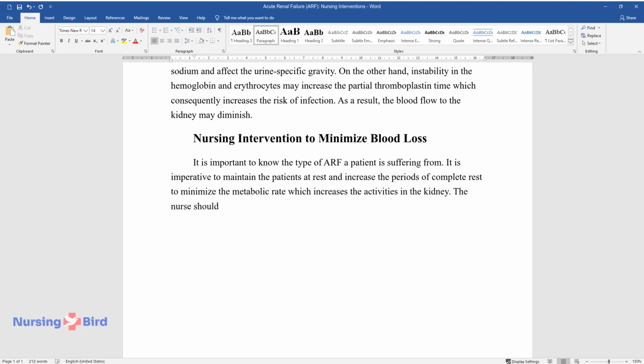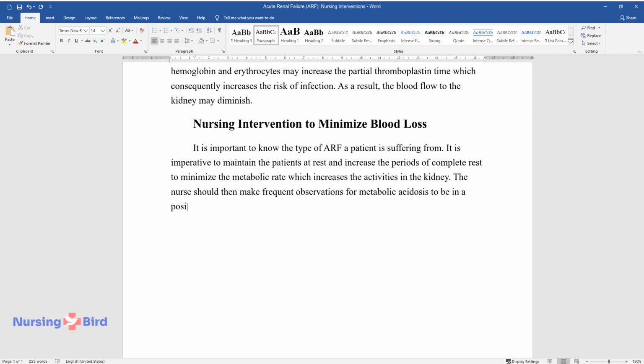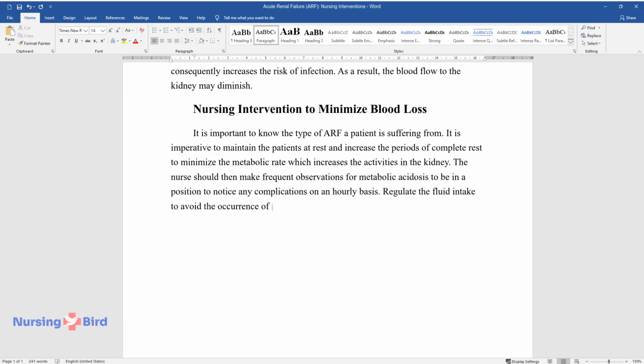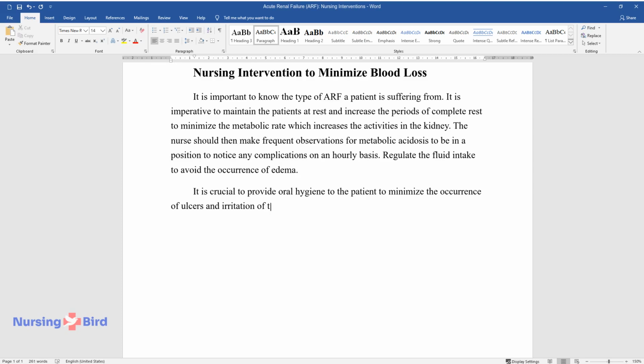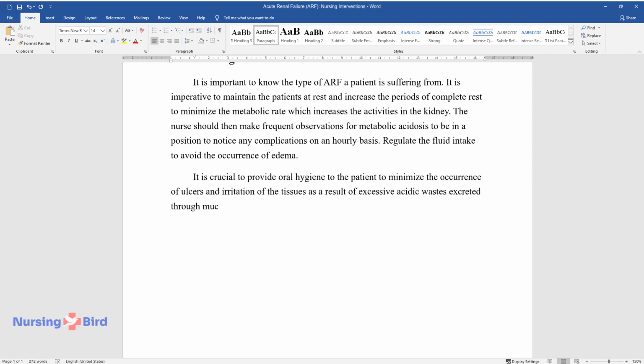The nurse should then make frequent observations for metabolic acidosis to be in a position to notice any complications on an hourly basis. Regulate the fluid intake to avoid the occurrence of edema. It is crucial to provide oral hygiene to the patient to minimize the occurrence of ulcers and irritation of the tissues as a result of excessive acidic wastes excreted through mucous membranes.